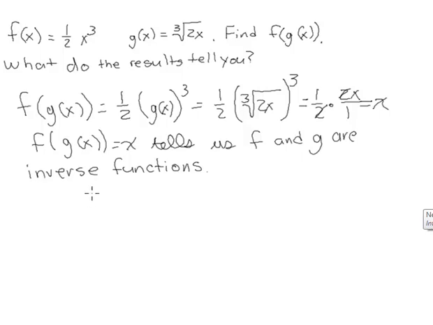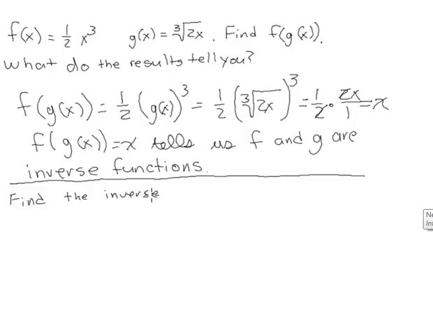Okay, well, how do you find an inverse function? Let's say we want to find an inverse function. There are just a couple steps that you need to follow. So if we want to find the inverse of f of x equals 5x cubed minus 7, we want to find the function such that f of f inverse of x equals x.